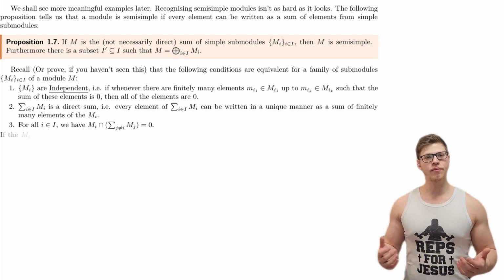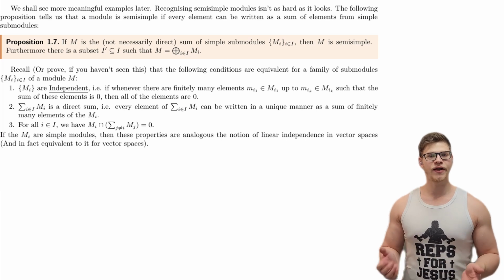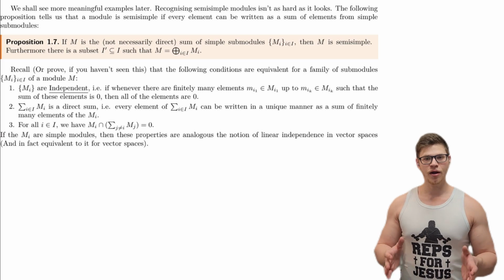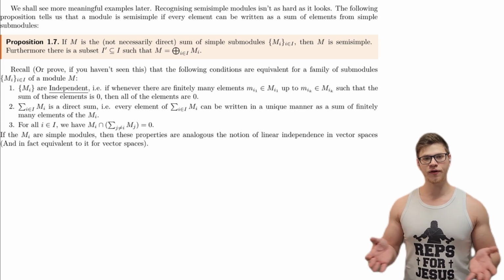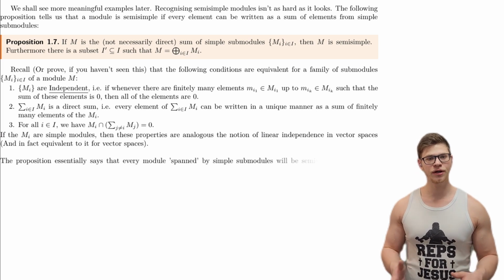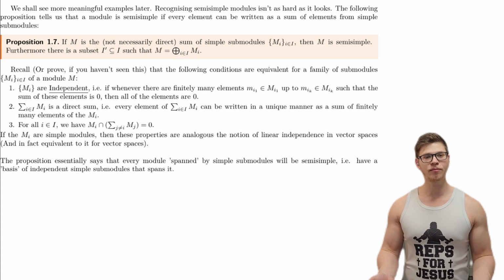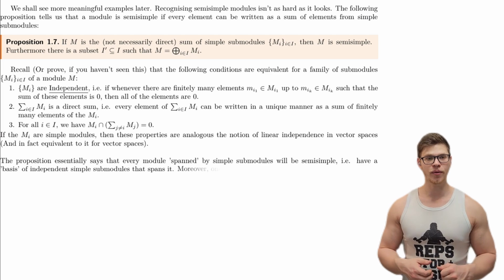If the m_i are simple modules, then these properties are analogous to the notion of linear independence in vector spaces. And in fact, it is linear independence if our ring is a field, so for vector spaces. To understand the previous proposition, note that it essentially says that every module spanned by simple modules will be semisimple, i.e. have a basis of simple submodules.